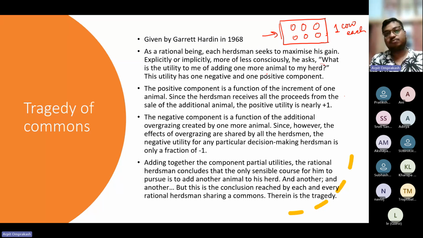Similarly, each time I'm thinking about adding an animal, this will be the thing that comes to my mind: if I add one more animal, I'll get more benefits out of it, and the cost will be less because the cost is shared among everyone, but the benefit is just mine. But this is a conclusion reached by each and every rational herdsman sharing a commons. So all 5 of my friends who are sharing the resource, herding their cows in the same grassland, will also think in the same way and will also try to increase their own personal benefit. And therein lies a tragedy.